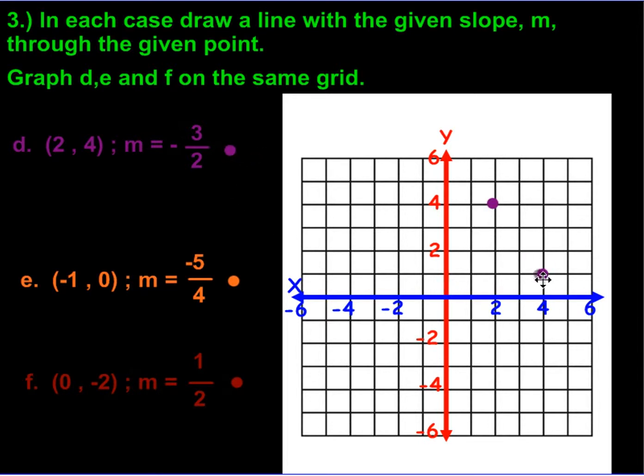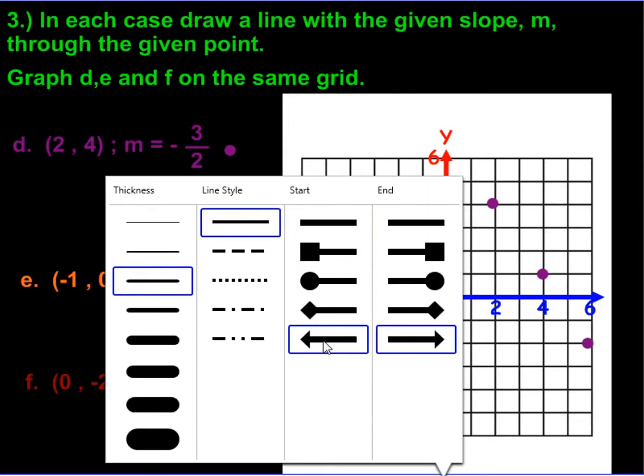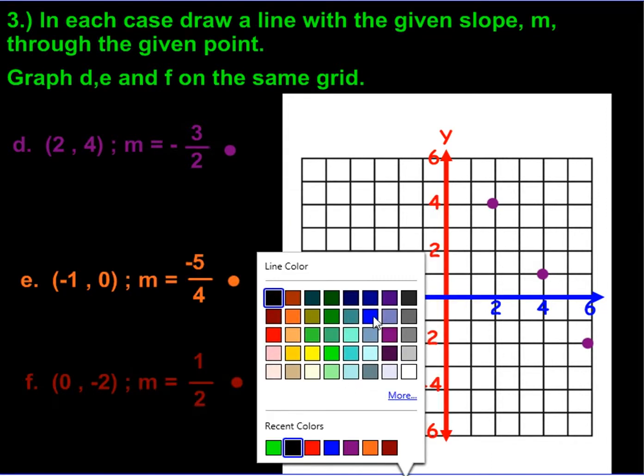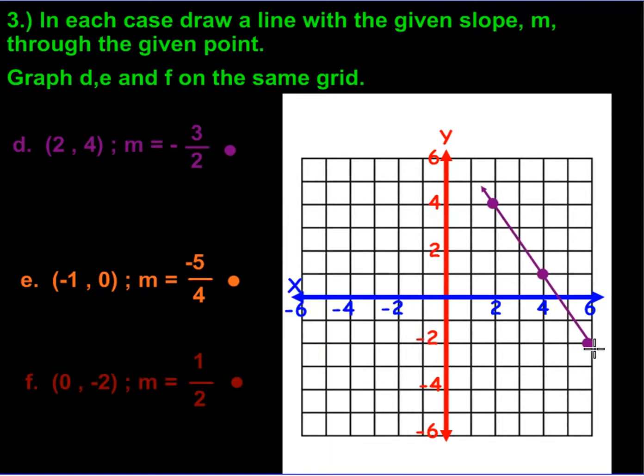And then we go 3 down and 2 to the right again. 1, 2, 3 down, 2 to the right. That gives us 3 points so that we can make a line. We'll stick with the color we have, and we can connect them.